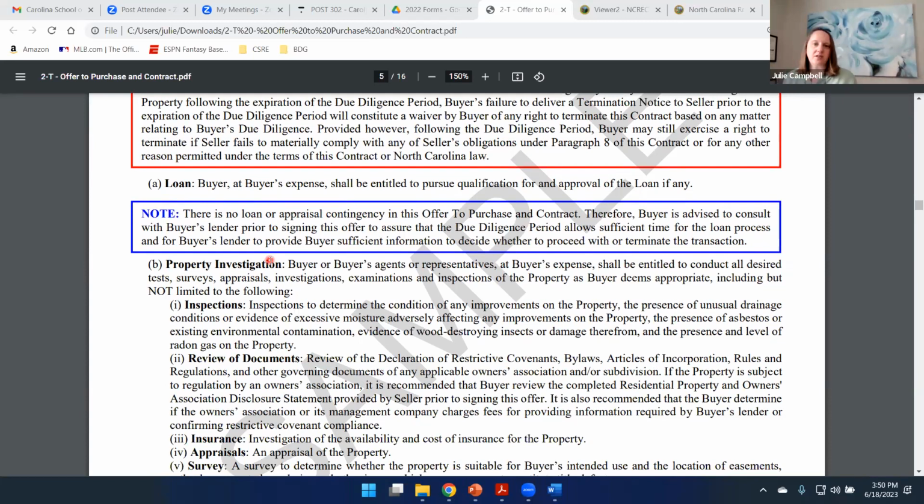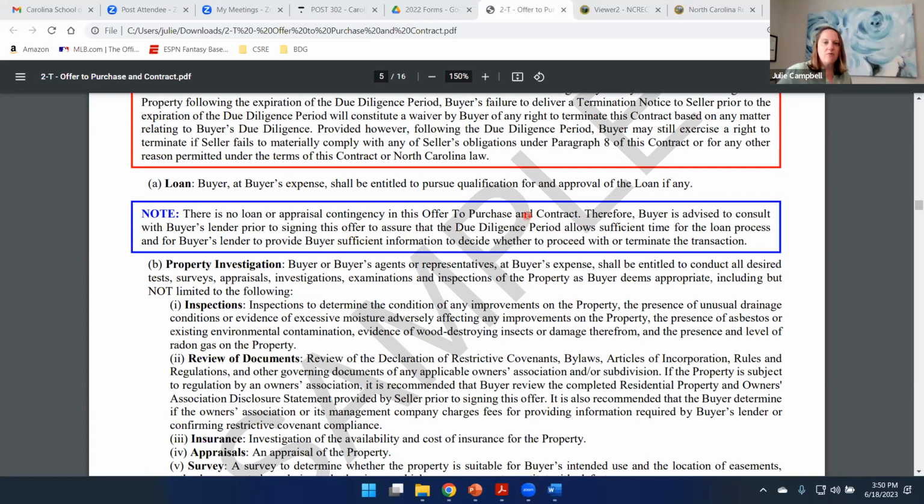Our blue note says there is no loan or appraisal contingency in this offer to purchase and contract. I have no built-in contingencies in this contract. The parties could add a loan contingency. They could add, the last few years, we've had an appraisal gap contingency. Starting to see that go away a little bit. So they can add it, but there is not one in this offer to purchase and contract.